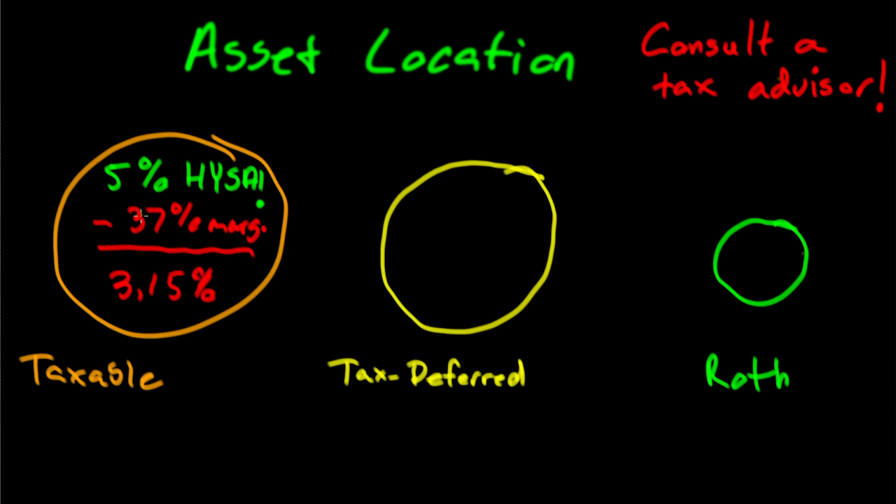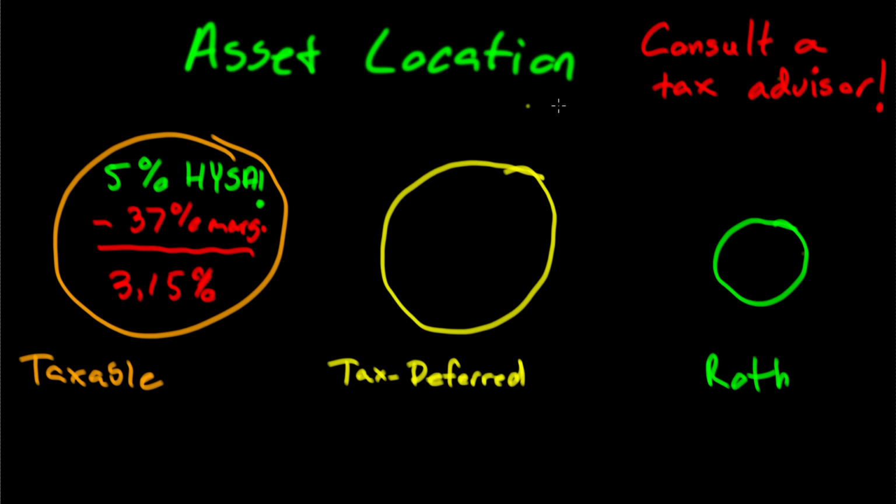And understand also that if you're in the 37% federal marginal tax bracket, you're probably going to pay things like the net investment income tax and supplemental Medicare tax. And this also isn't including state and local taxes. So if you're in New York or California or in a high income tax place, your actual tax rate on this might be over 40%.